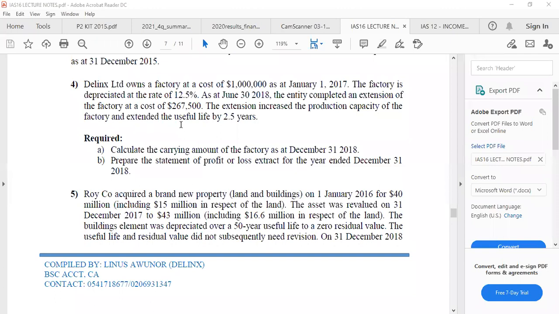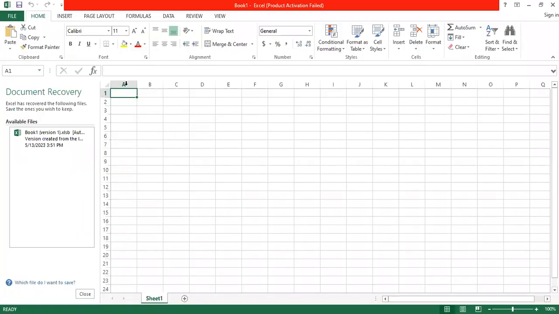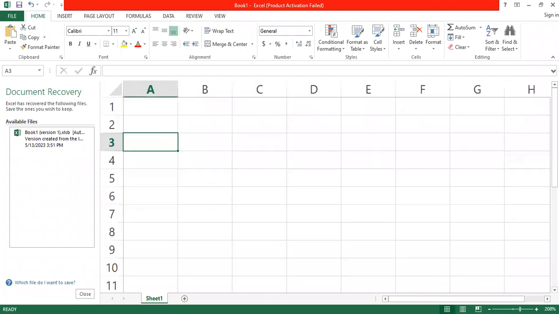We are depreciating the asset at what? 12.5%, isn't it? On yearly basis, how many years is that? 12.5 years? That will be 8 years. Yes, it's 8 years. What you do is you divide the depreciation rate into 100%.